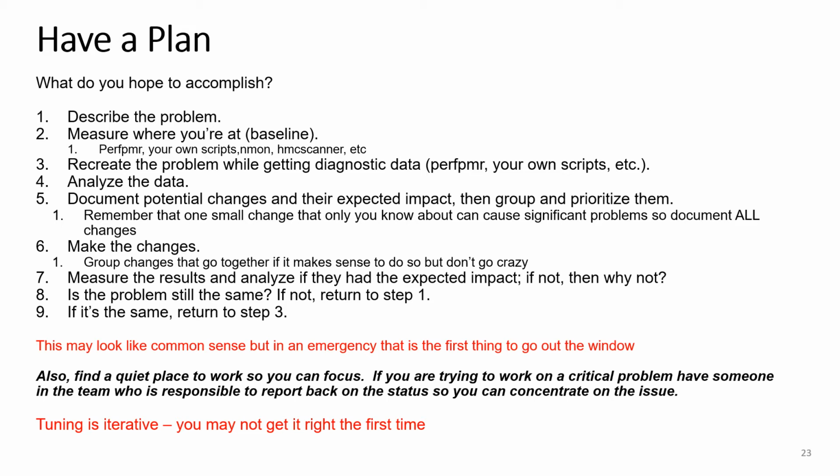So these are all things that you have to think about, and it looks like common sense, but in an emergency, when you've got 6 vice presidents standing behind you yelling at you to fix it, the first thing that goes out the window is common sense. So it's really important that you have a plan, that you actually publish ahead of time, that when you're working on a performance problem or issue, these are the steps that you're going to follow.